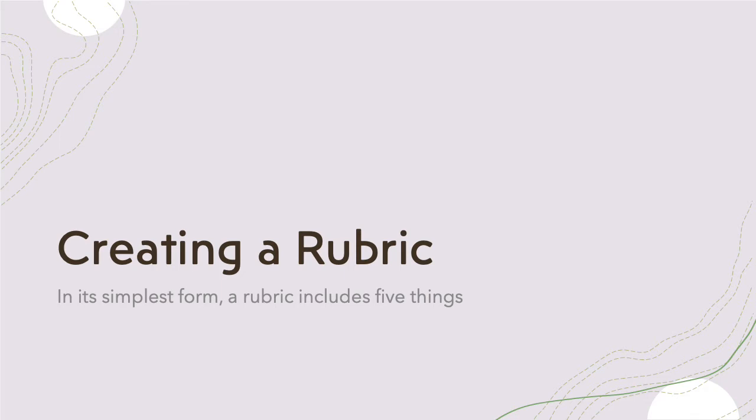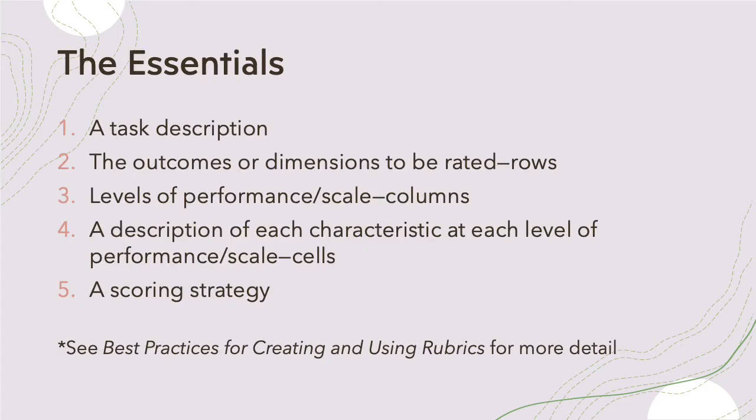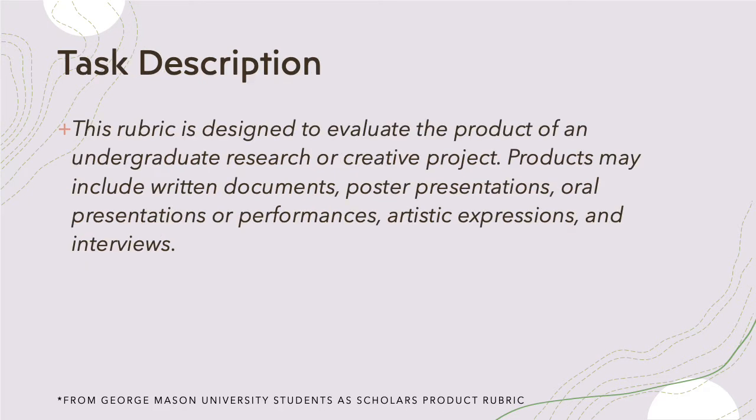Now let's talk about how you create a rubric. In its simplest form, a rubric includes 5 things. The essentials are a task description, the outcomes or dimensions to be rated, these are the rows of the rubric, the levels of performance or the scale, those are the columns, a description of each characteristic at each level of performance or scale, this is the content of each of the cells, and a scoring strategy. We are going to focus on numbers 1 through 4. The scoring strategy will be covered in a separate presentation.